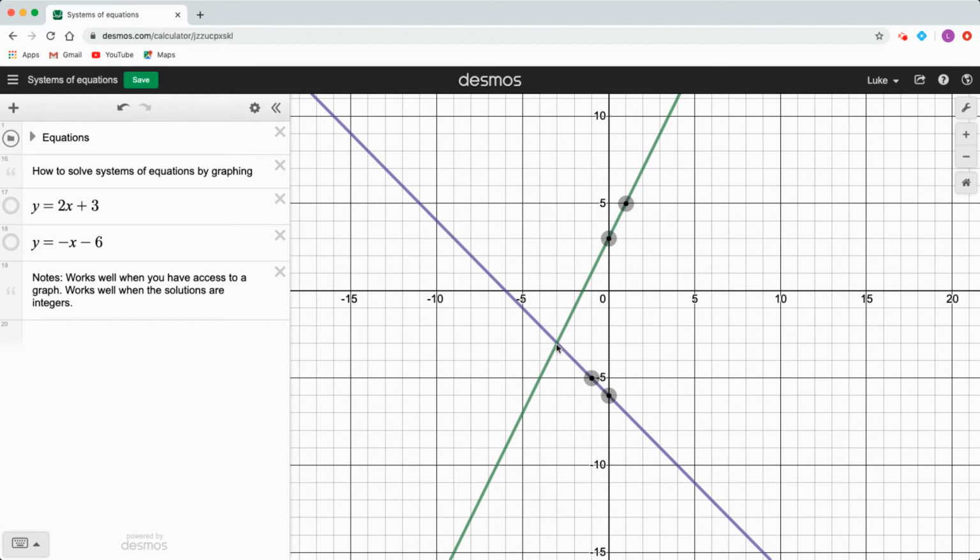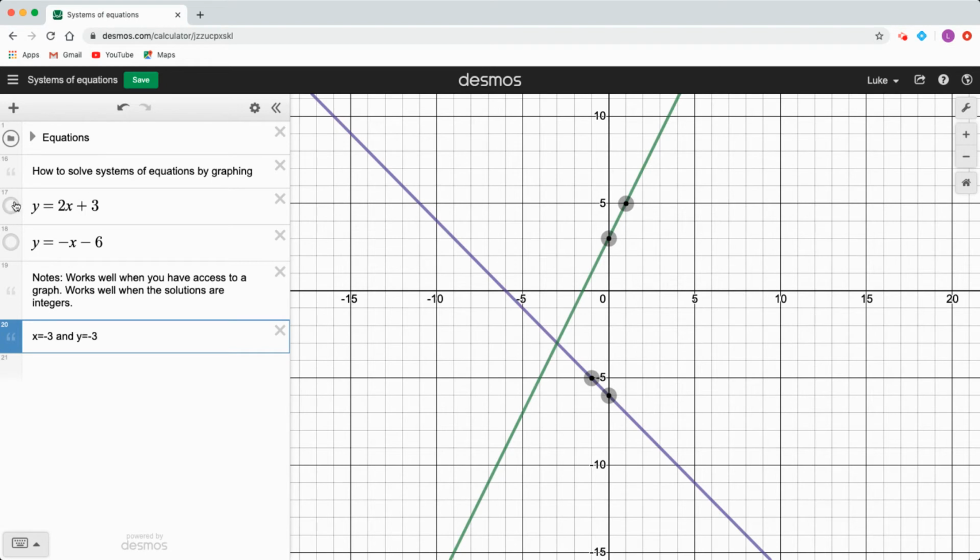I can click right there. I only have to click, but I will. I can see that that is the answer: negative 3, negative 3. And so the solution for this first one here is x equals negative 3 and y equals negative 3. And that's the beauty of graphing. If you have the tools on hand, it's really easy to come up with a solution here.